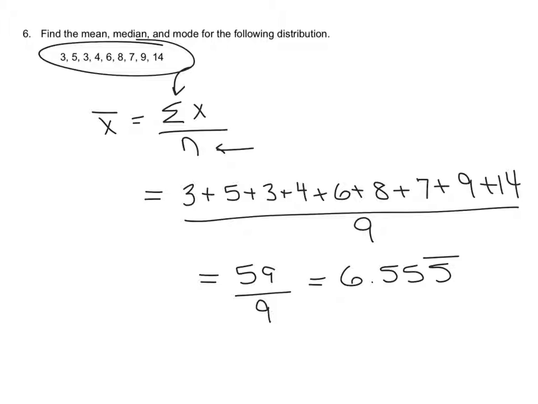So I'll look at the place in the second decimal spot. And since this is a 5 or greater, I'm going to round the digit in the first decimal place up to 6. So my rounded answer is 6.6, and that's the value for the mean.